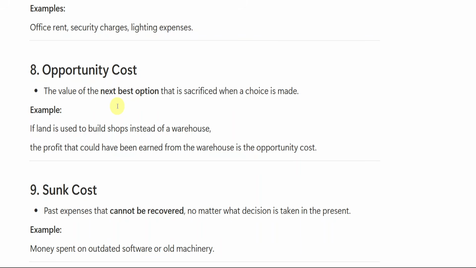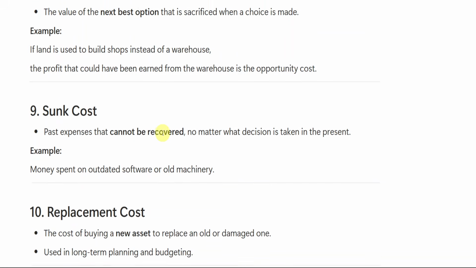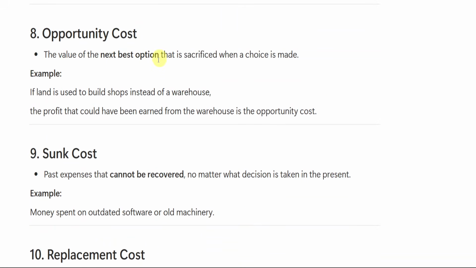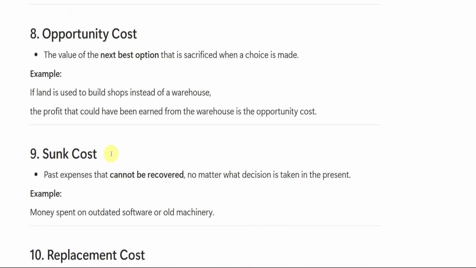Like another example, you have fabric. Now with that fabric, you can make a cloth, or you can make some different item. So in order to make the cloth, you will be leaving that different product item. So here it is opportunity cost. In simple words, between two options, we will be choosing the best option. Very easy in simple terms.